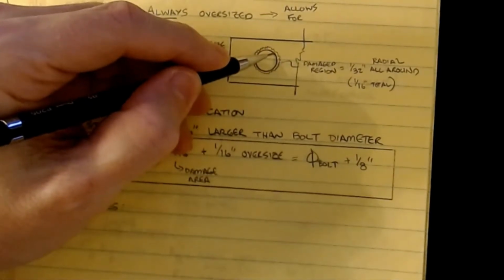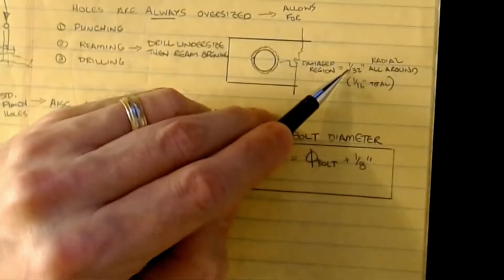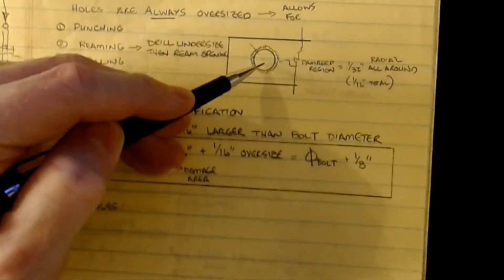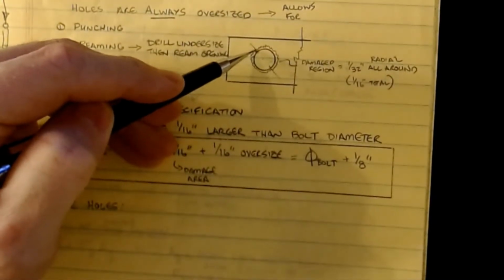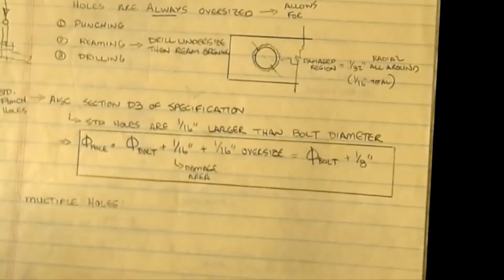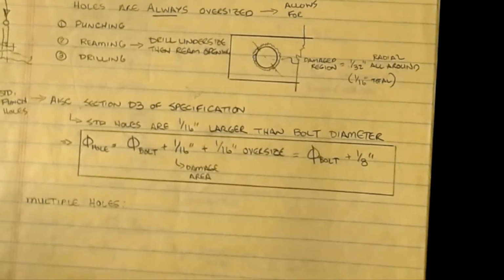And it turns out that it's basically an oversize in the amount of 1/32 of an inch, or it's a 16th total on both sides. If you consider the diameter here, I've damaged a 32nd on this side and a 32nd on this side. That's a 16th total for extra damage that comes out of the process.